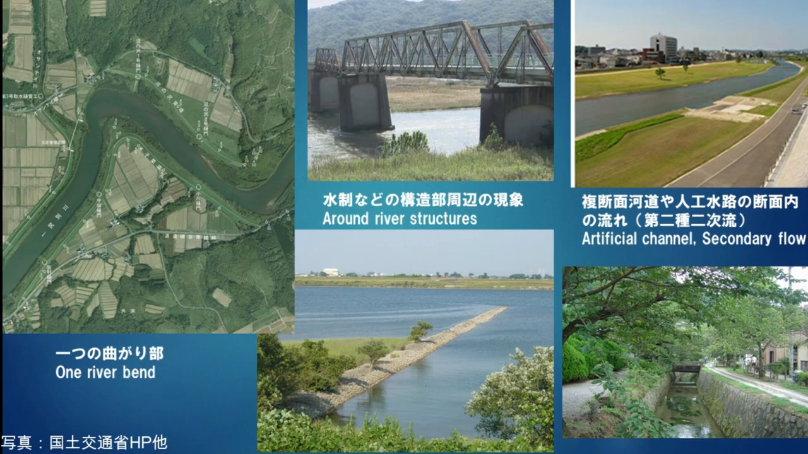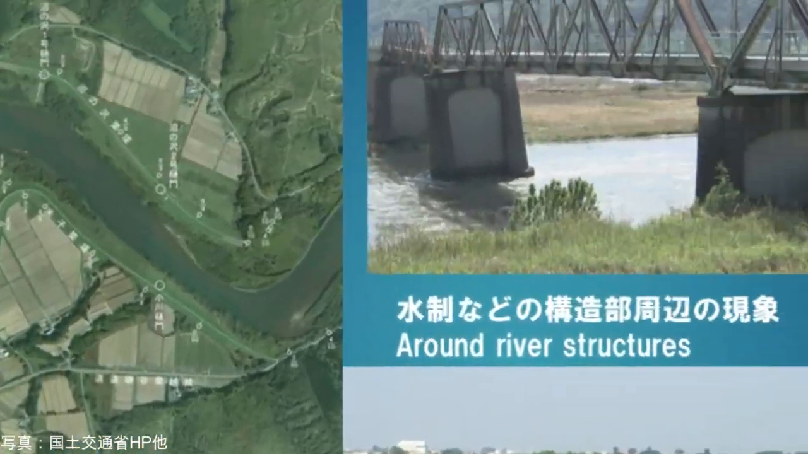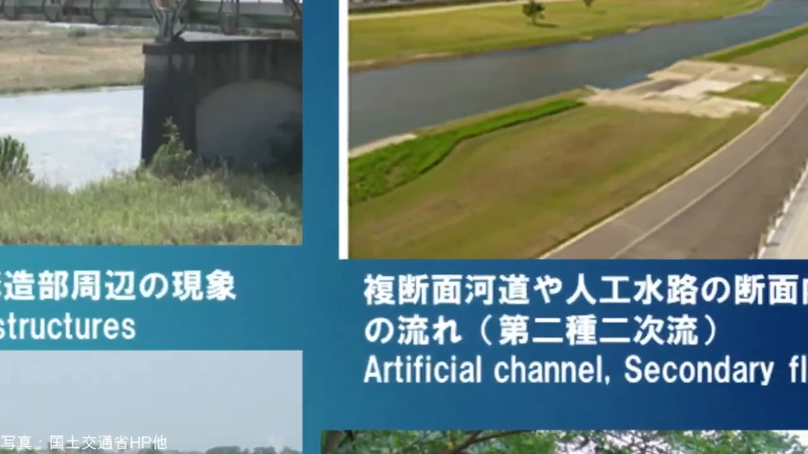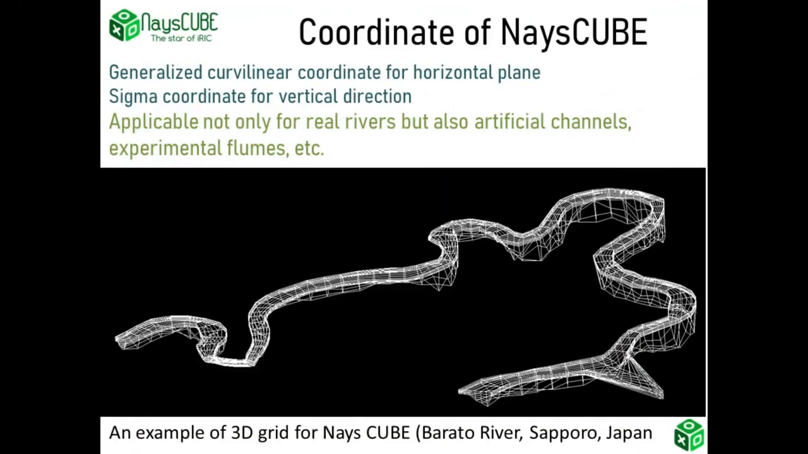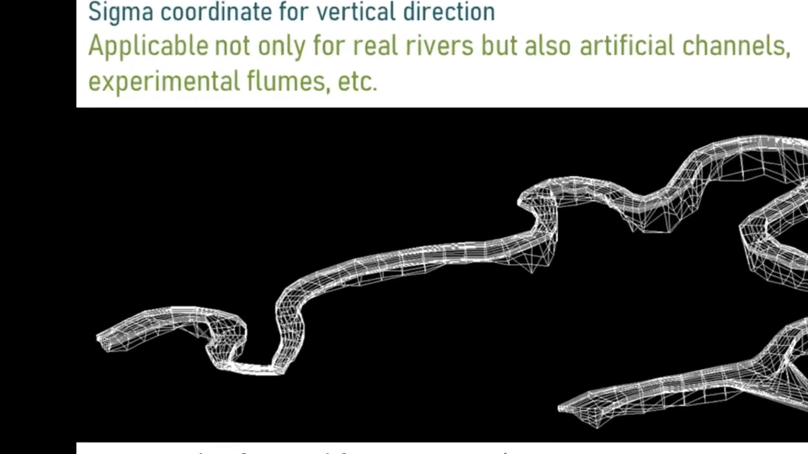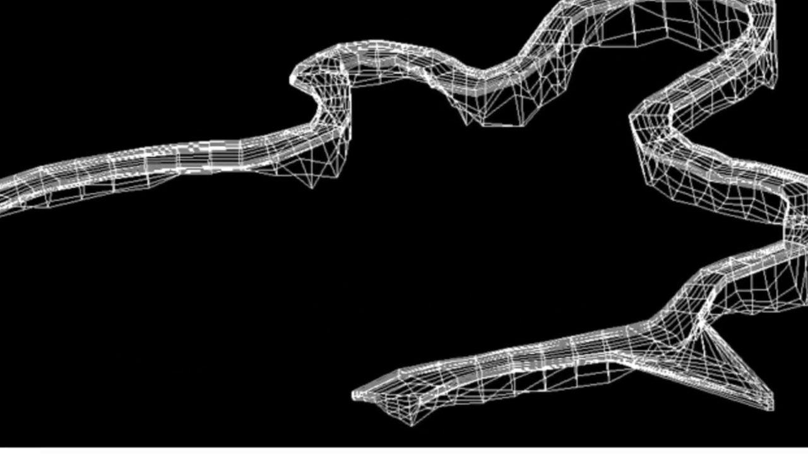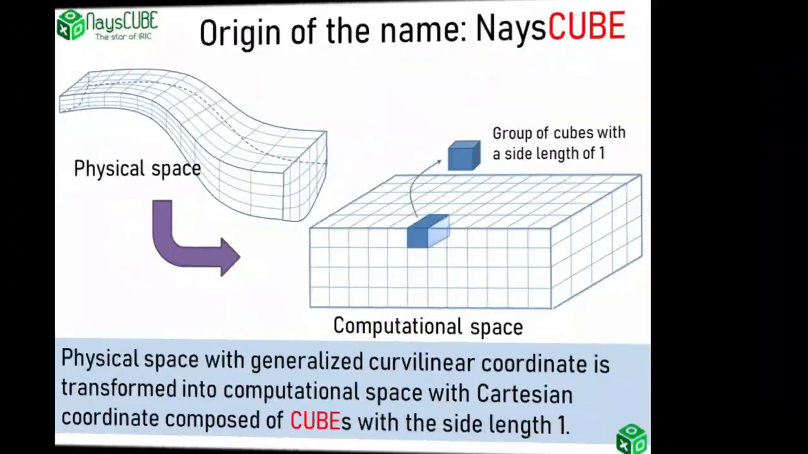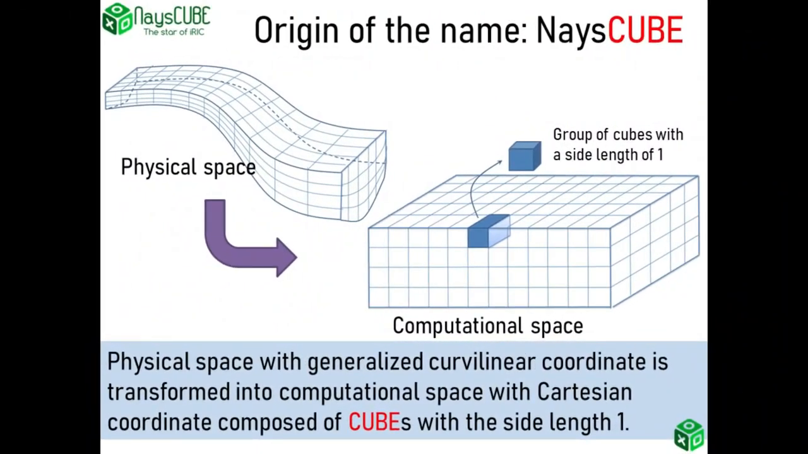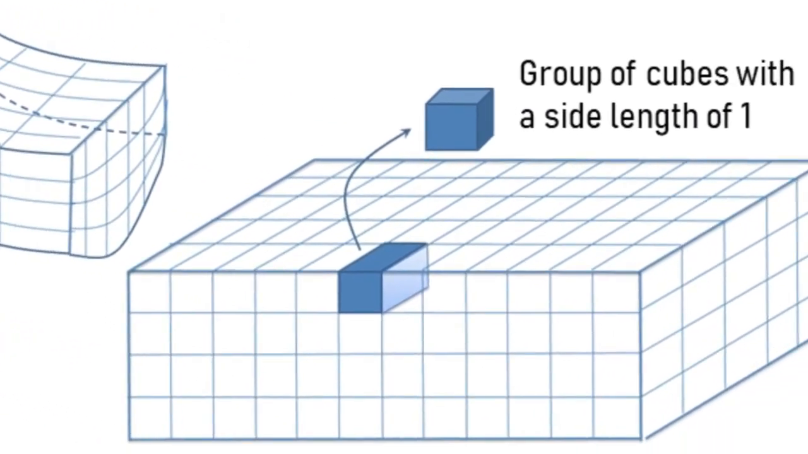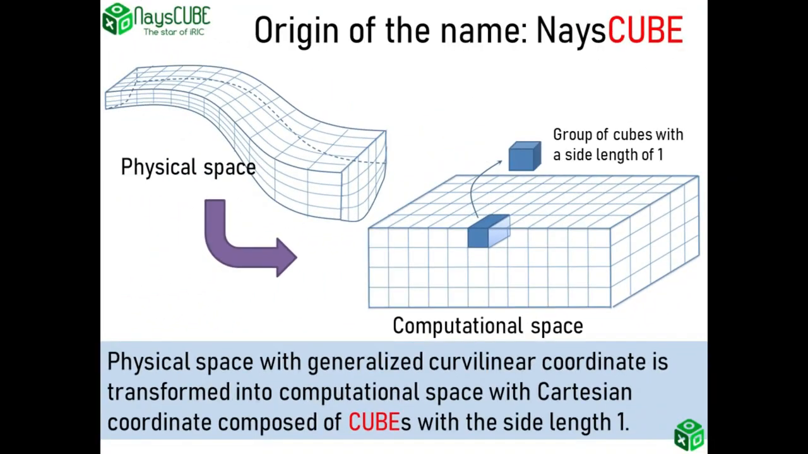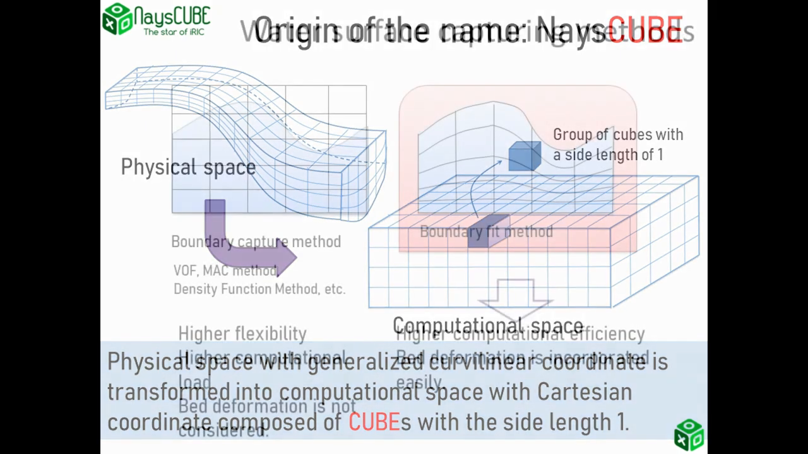This solver is suitable for reproducing a bend in a river, flow around river structures, secondary flow in a cross-section, etc. NaysCUBE employs general curvilinear coordinates for the horizontal direction and sigma coordinates for the vertical direction. It is possible to create grids that fit complex terrain, and it is suitable for three-dimensional calculations such as actual rivers and artificial waterways. In this solver, physical space with generalized curvilinear coordinates is transformed into computational space with Cartesian coordinates composed of cubes with a side length of 1. This is where the name NaysCUBE comes from.